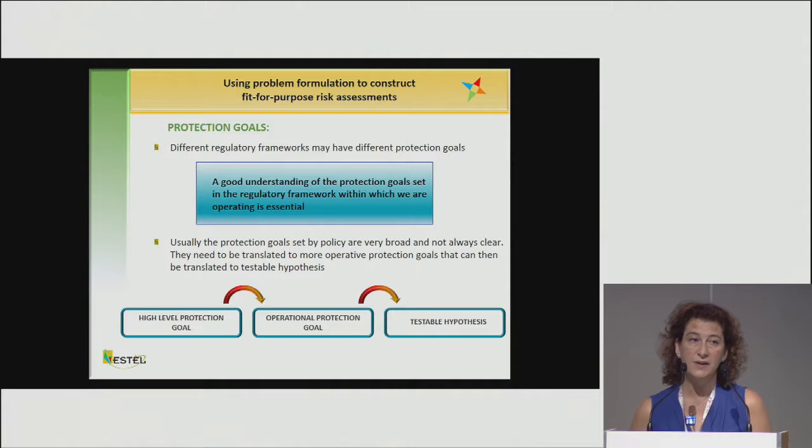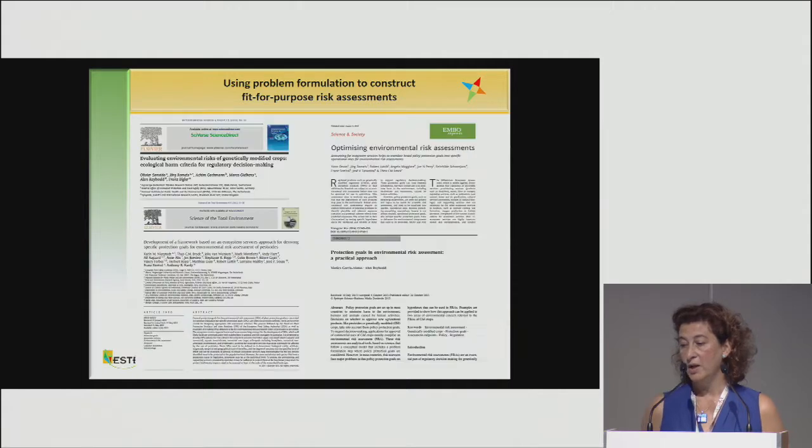We've talked about this before as well, and they are very broad and not always very clear. So when it comes to doing the risk assessment, we're going to have to translate them into more operational protection goals that will then facilitate formulating these testable hypotheses, for which we can then conduct the studies and corroborate the hypothesis. So again, there are a number of publications that have tried to address this and help in moving from policy protection goals into specific protection goals, assessment endpoints, and measurement endpoints.